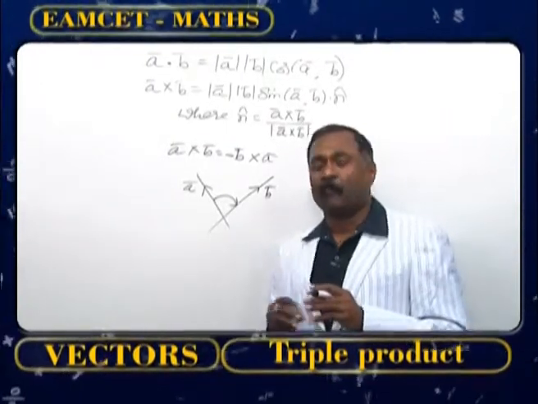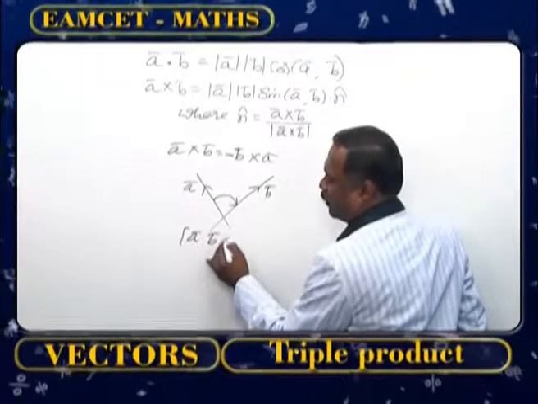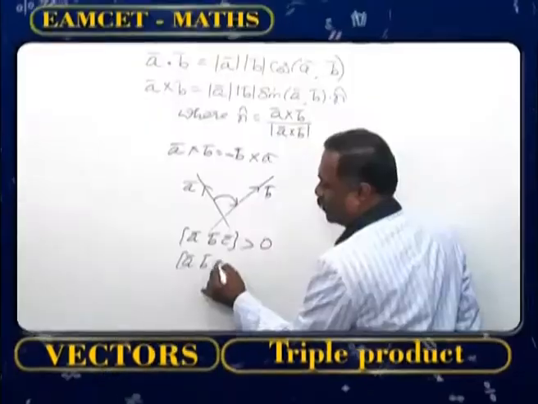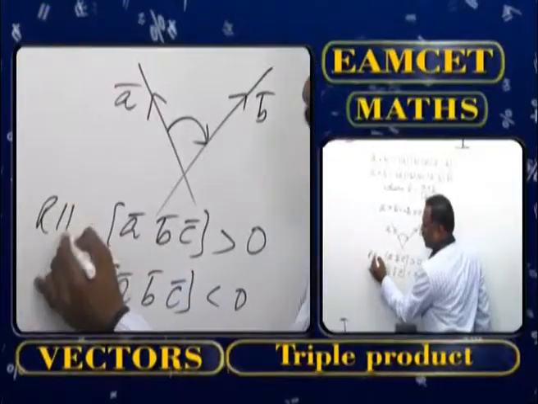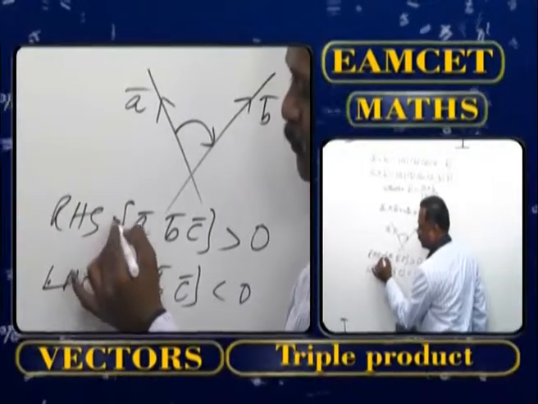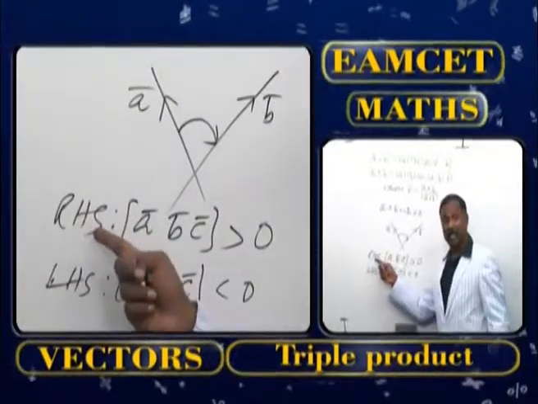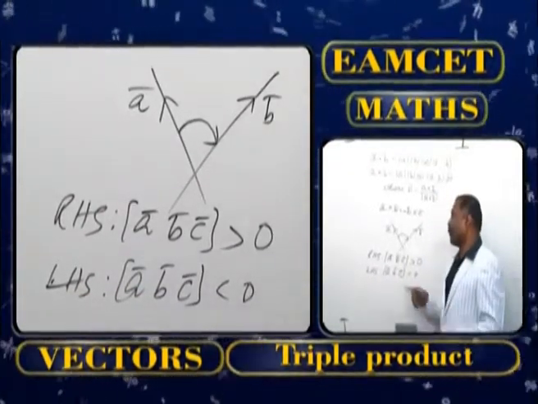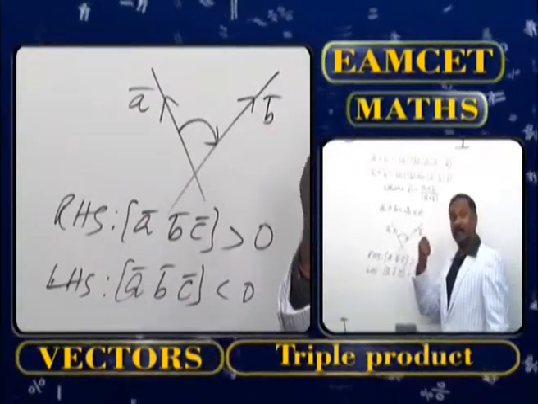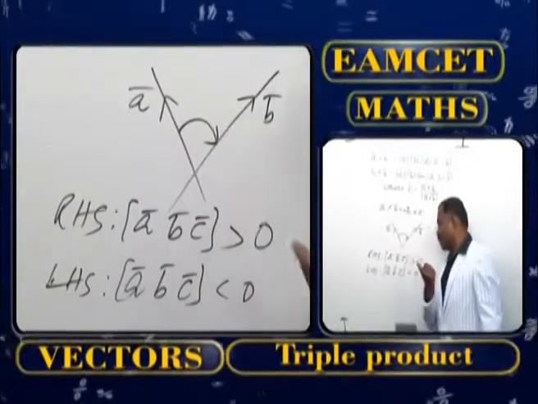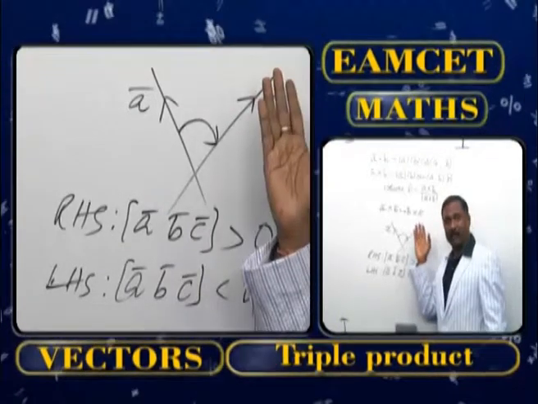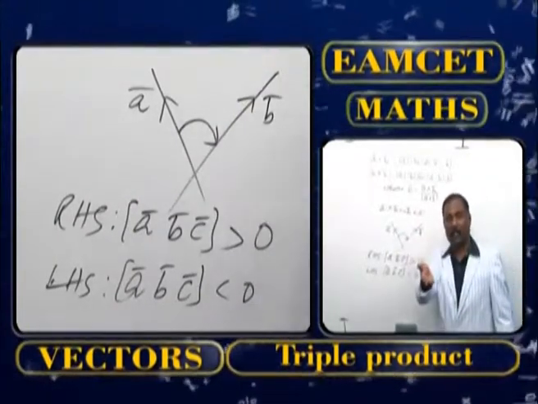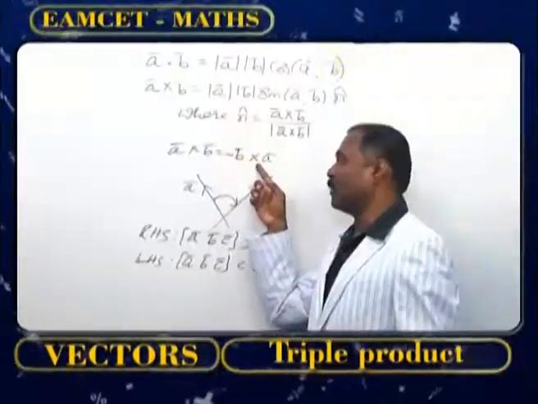For the right-handed system, when you find box ABC, you will always get greater than 0. For the left-handed system, box ABC is less than 0. This is right-handed system. This is left-handed system. If you have three vectors such that the direction from A to B to C is clockwise, then the resultant vector will be on the opposite side of the plane, and otherwise the resultant vector will be above the plane. Above the plane is taken to be positive and below the plane is taken to be negative.